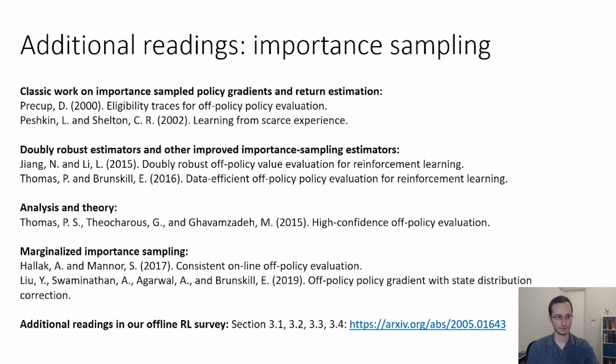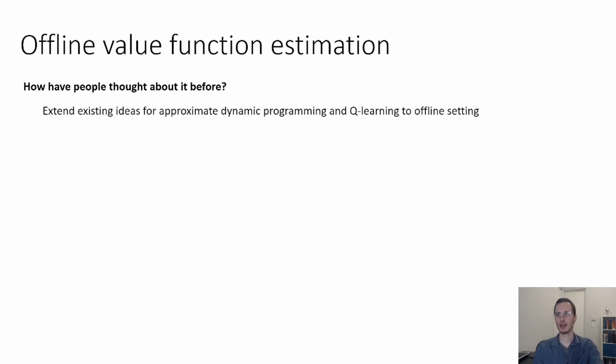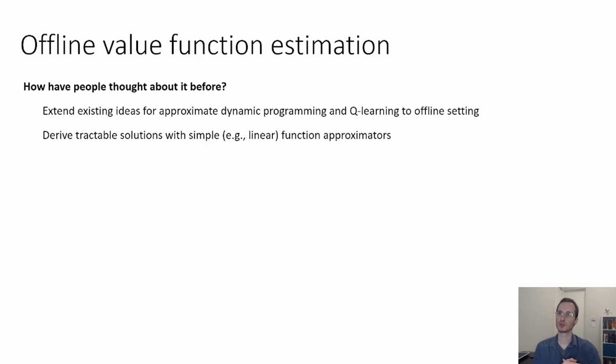All right. The next kind of classic batch RL algorithm I'm going to talk about deals with value function estimation. So have people thought about offline value function estimation before? And how have they thought about it? Well, one line of work addresses this question by extending ideas for approximate dynamic programming and Q-learning to offline settings, where you can derive some tractable solutions with simple function approximators like linear function approximators. This is perhaps less relevant for deep reinforcement learning, but I want to go over it because some of these algorithms reveal interesting trends and ideas in the literature that are worth knowing about.